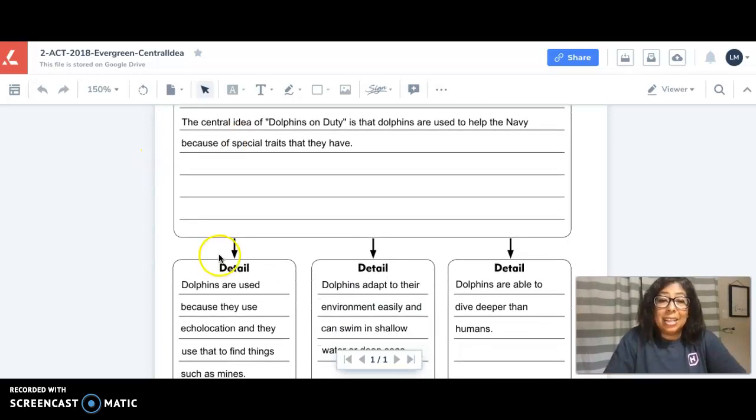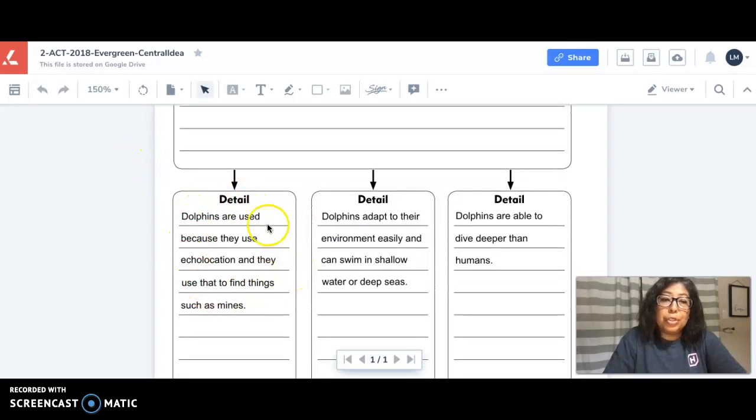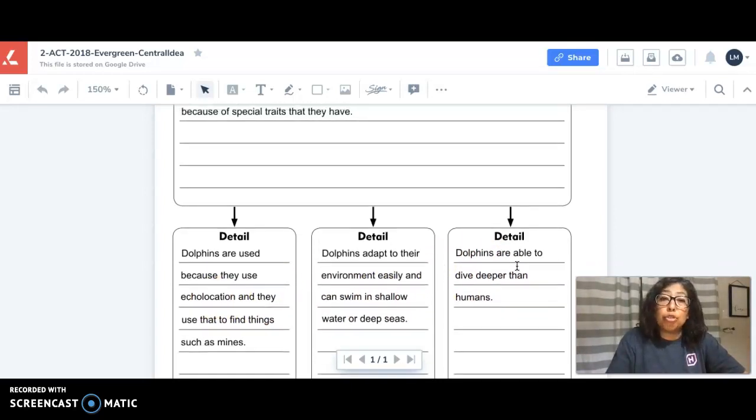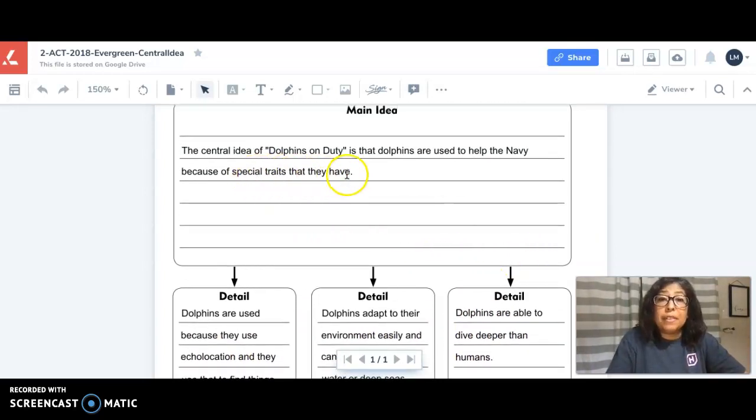The details I wrote: dolphins are used because they use echolocation and they use that to find things such as mines. Another supporting detail was that dolphins adapt to their environment easily and can swim in shallow, meaning not very deep, water or deep seas. And the last thing that I wrote was dolphins are able to dive deeper than humans. So these details are all the special traits that the dolphins have, which is why the Navy uses them in the military to help them.